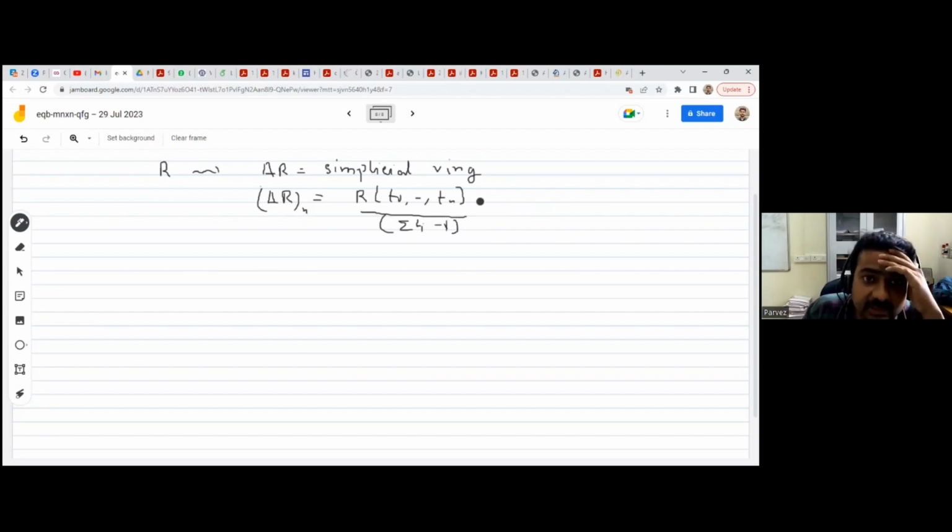So you take this ring. At the nth step, this is the ring. The simplicial ring means a sequence of rings, and there are natural face maps and degeneracy maps. Okay, so you take this Delta R. Then what will we do? At each level you apply the non-connective K theory, KB of Delta R. So you get a sequence of spectra, and you take the geometric realization.